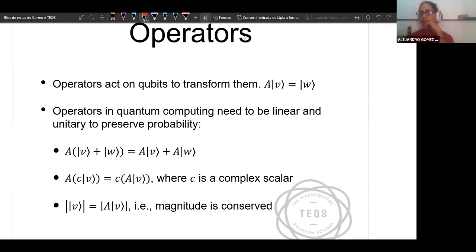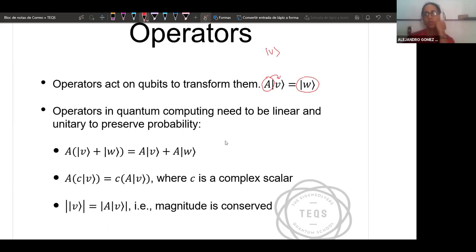So let's say we have a qubit, we have a state V, and we want to transform it. And that transformation is going to be called A. So A is going to be applied on V, and we're going to get a new state W, or a new vector. These operators must satisfy some conditions in quantum computing, which we're going to see right now.